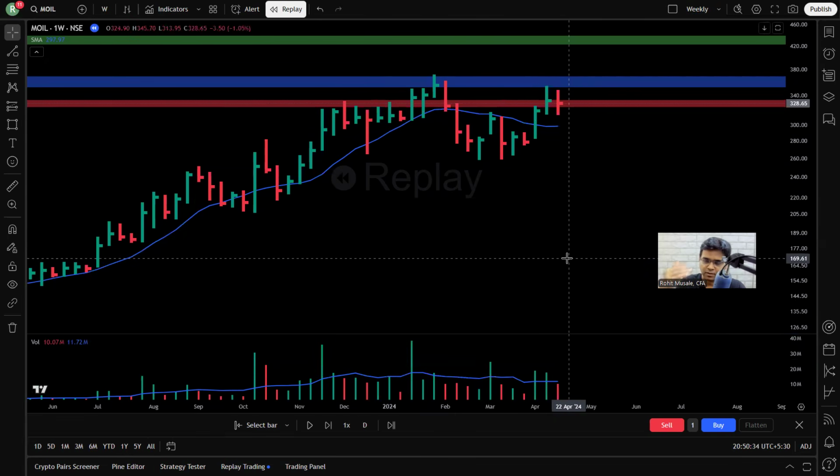Okay, so whenever selling comes, it comes on low volume. Whenever buying comes, it comes on high volume. That is a sign of institutional accumulation. Then what else would you look for? You would look for the base count.